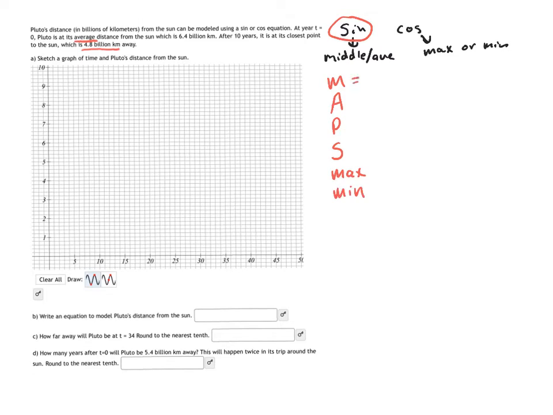So the middle is just the average, and that was given to us as 6.4 billion kilometers. The amplitude, well, I'm not given the amplitude, but I am given the minimum, which is 4.8. Now, the amplitude is just going to be the middle minus the minimum, which is going to equal 6.4 minus 4.8, which is going to give me an amplitude of 1.6.